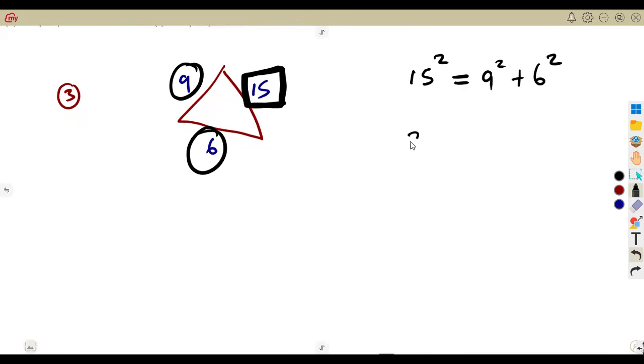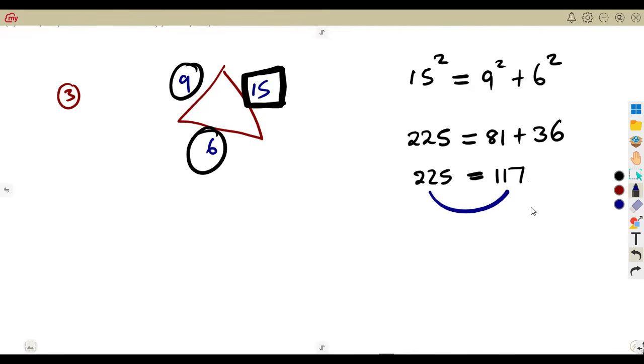So 15 squared gives us 225, is equal to, we simplify, 9 squared, which is 81, plus 6 squared, which is 36. Then we can add these two. This part was going to be 225. Then we add 81 plus 36. That gives us 117. So as we can see, these two are not equal.